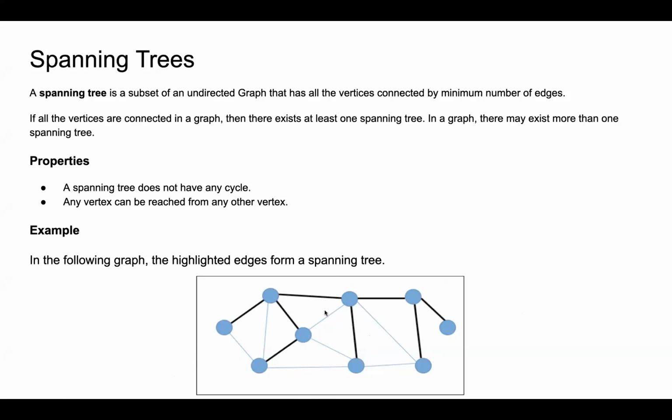In the spanning tree, a cycle is not there. A cycle should not be formed there. Okay, a cycle is not there in a spanning tree.